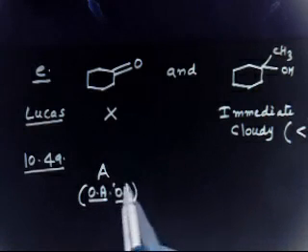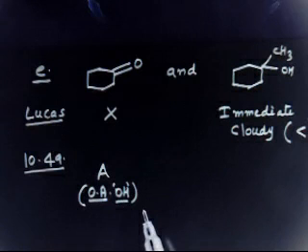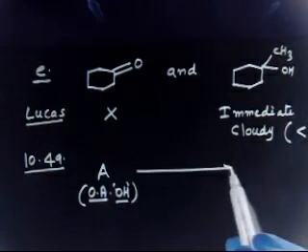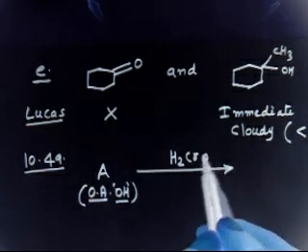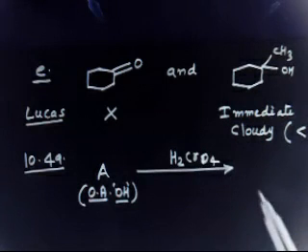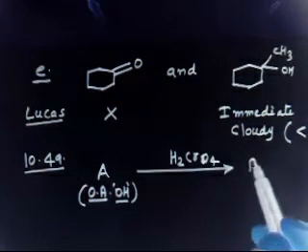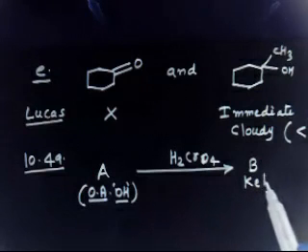OH means alcohol we have. Now A, treatment of A with chromic acid converts it to a ketone. So if A is treated with chromic acid, H2CrO4, we get a ketone, so ketone B. So we are getting B, and B is basically a ketone.